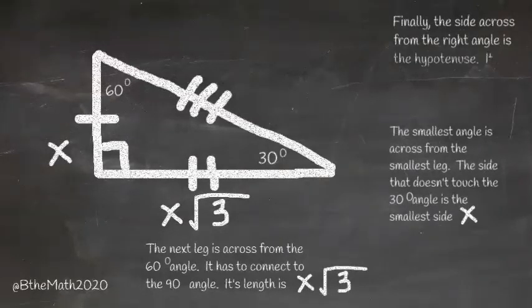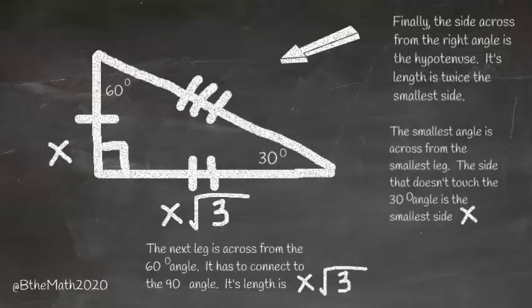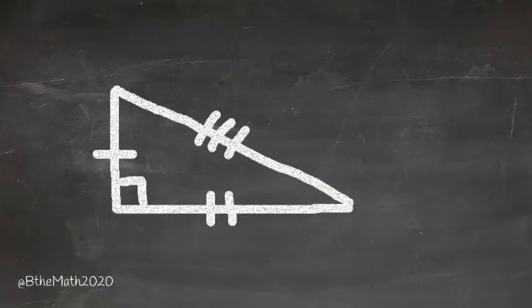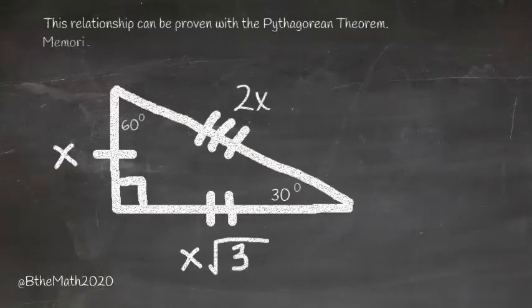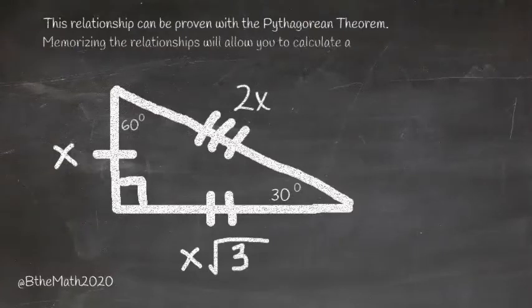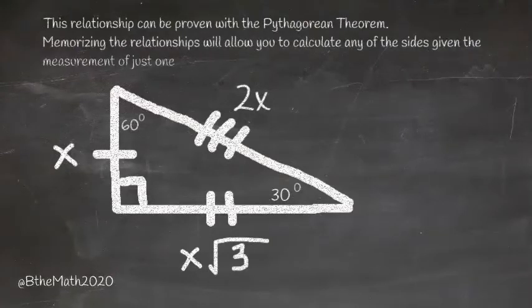Finally, the side across from the right angle is the hypotenuse. The length is twice the smallest side, and it is also the longest side of the triangle. The relationship can be proven with the Pythagorean Theorem. Memorizing the relationships, though, will allow you to calculate any of the sides given the measurement of just one side length.